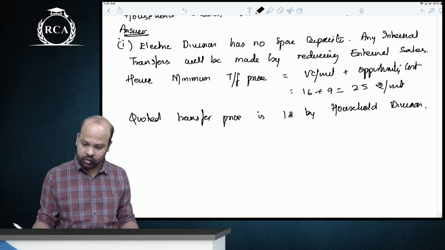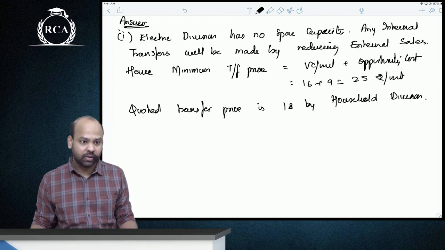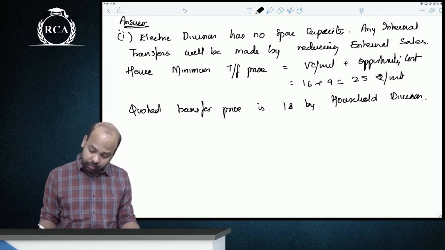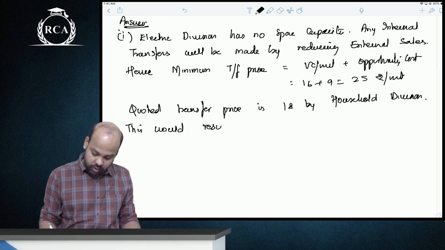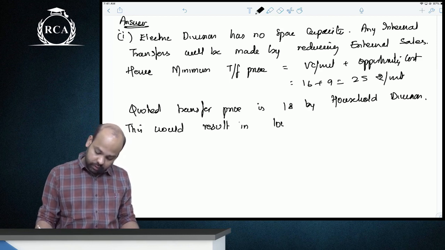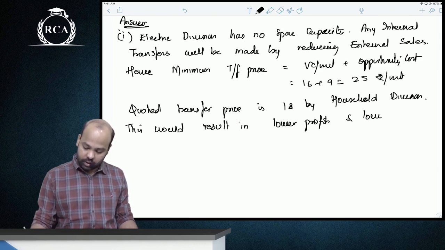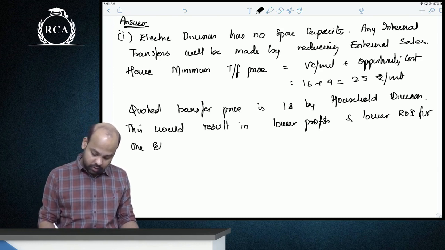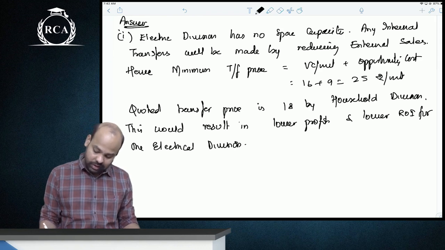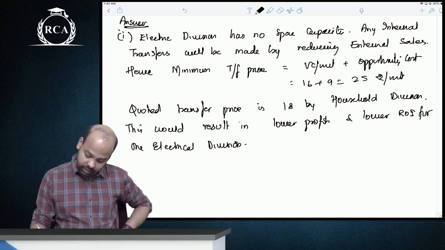Yes or no, guys? If you take this into consideration, remember that this is not based on opportunity cost. This would result in lower profits and lower ROI, lower return on investment for the electrical division. Yes or no? Yes, sir. This would result in lower profits and lower return on investment for the electrical division.